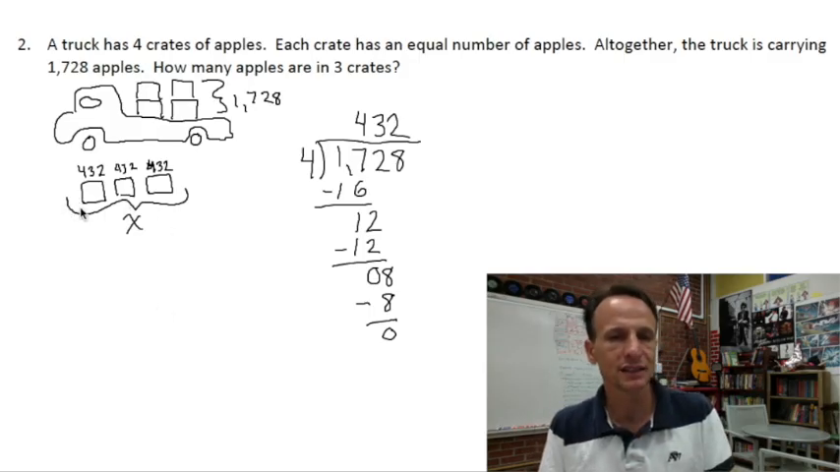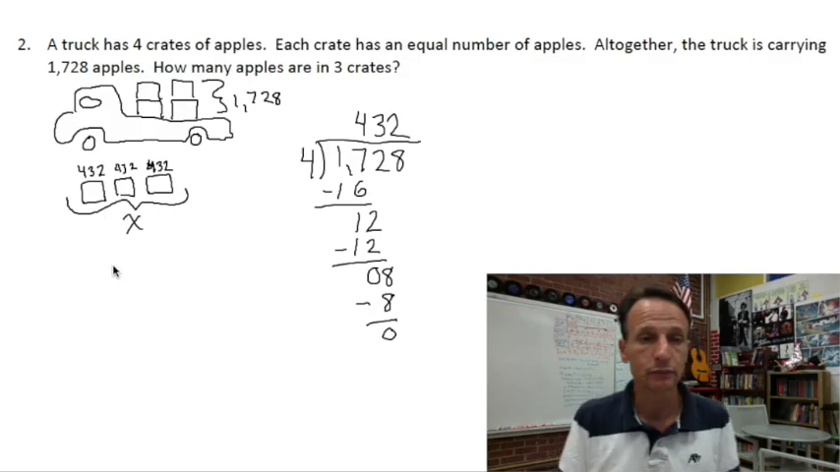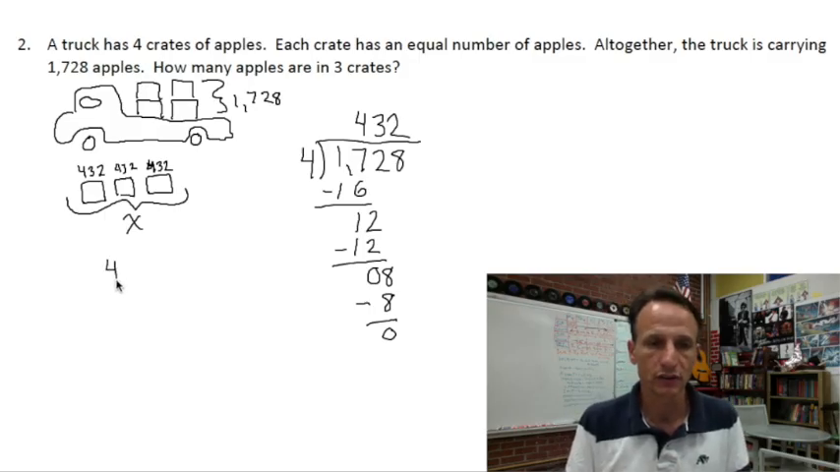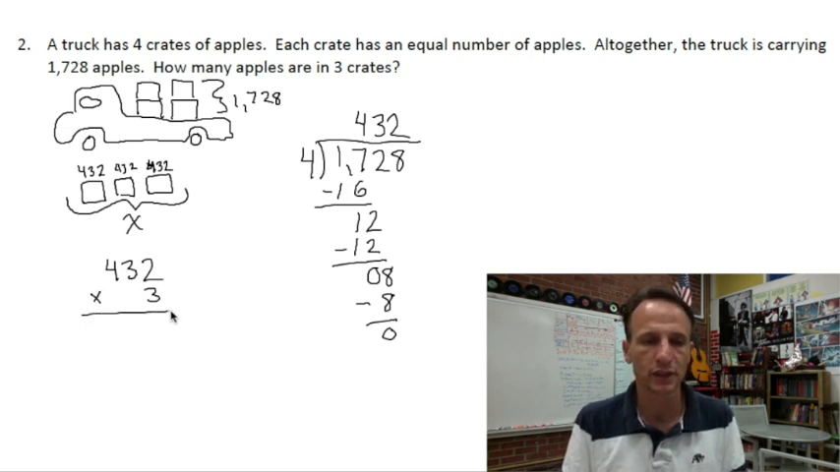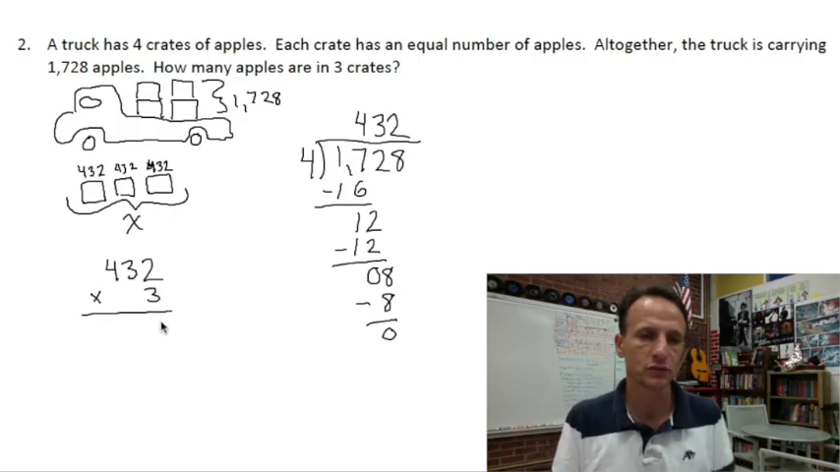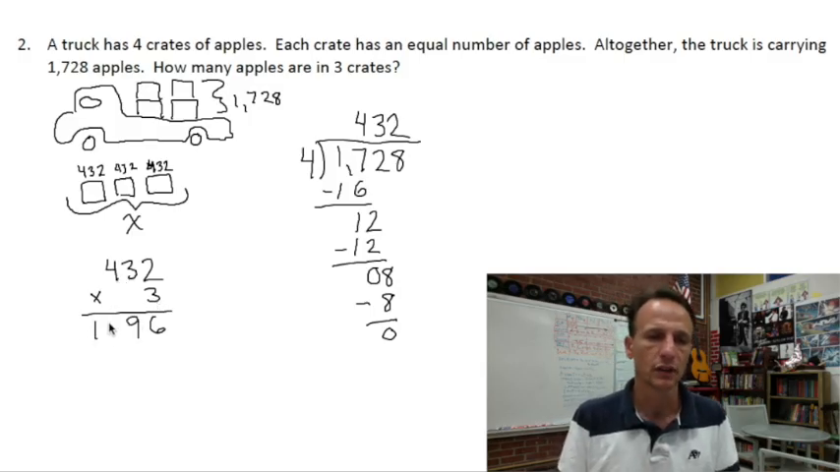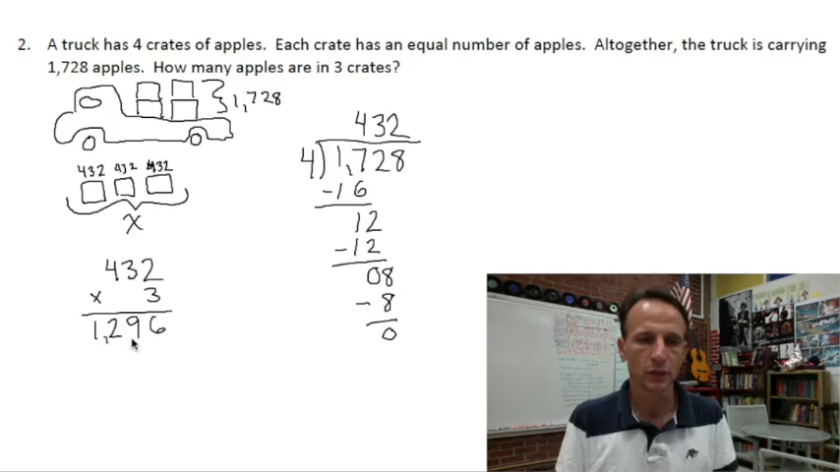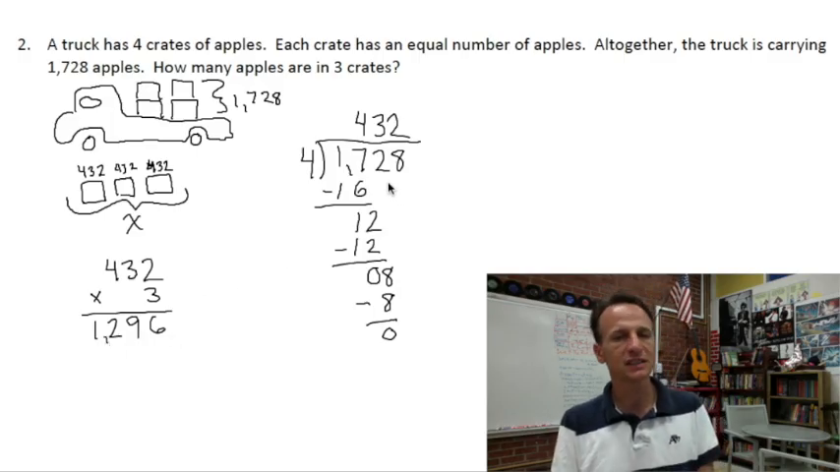So I can see now I have to multiply it by 3 to get the total for 3 crates. So if I take my 432 apples in one crate and multiply it by 3, that'll give me the number of apples in 3 crates. Let's do that. 3 times 2 is 6. 3 times 3 is 9. And 3 times 4 is 12. So 1,296. That makes sense.